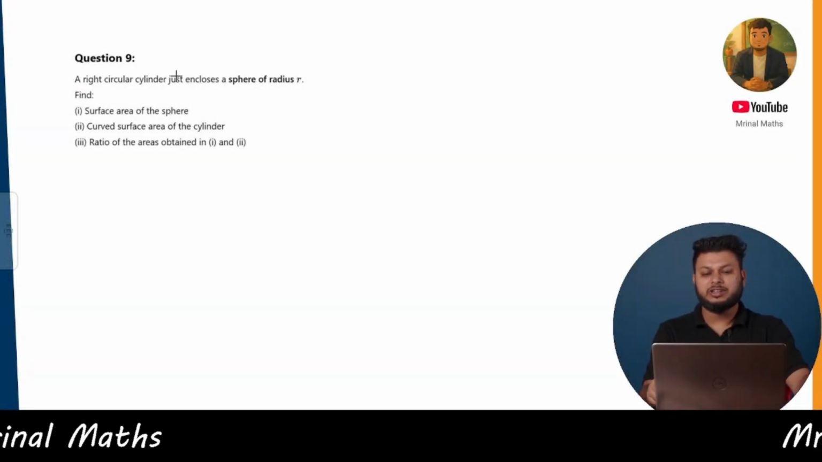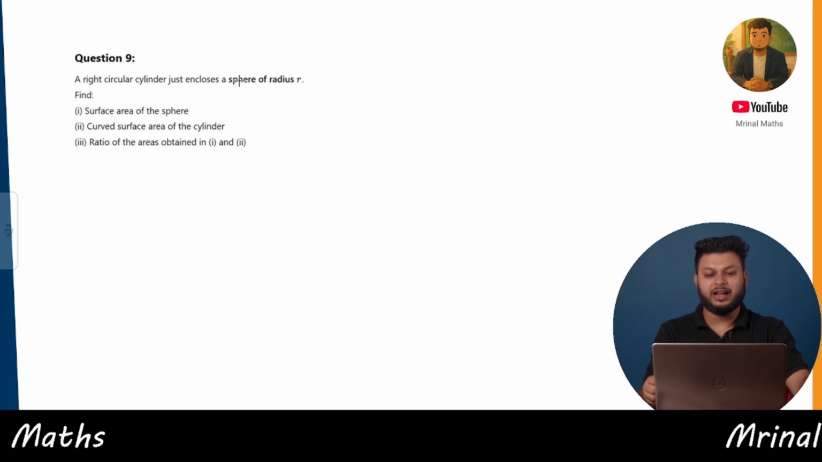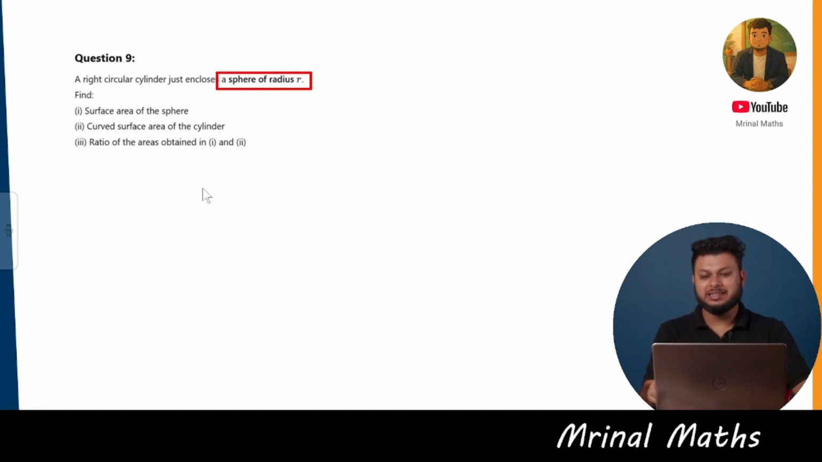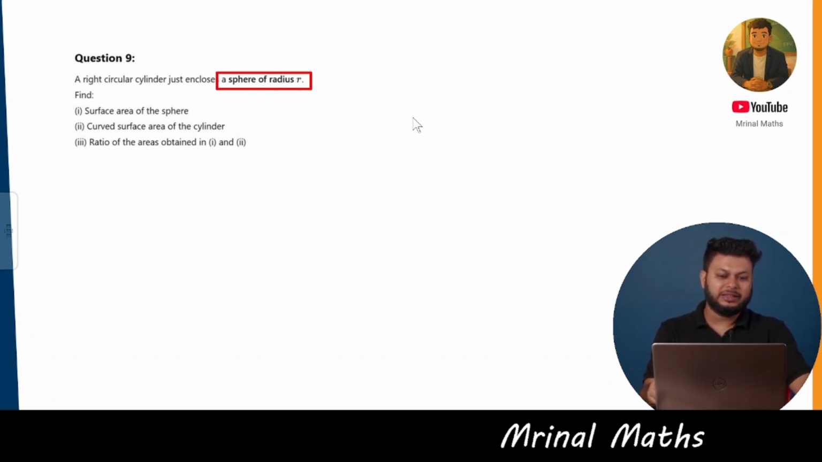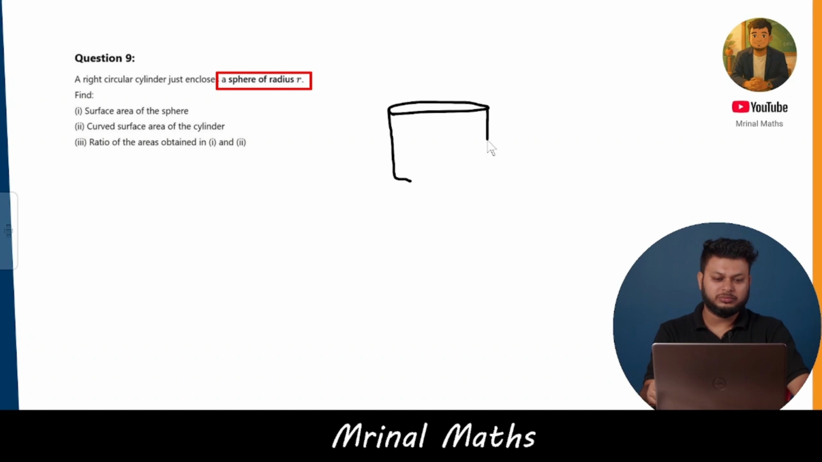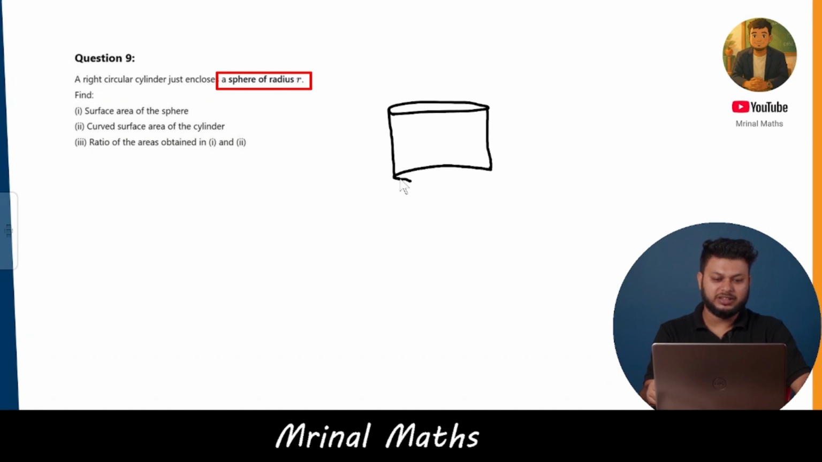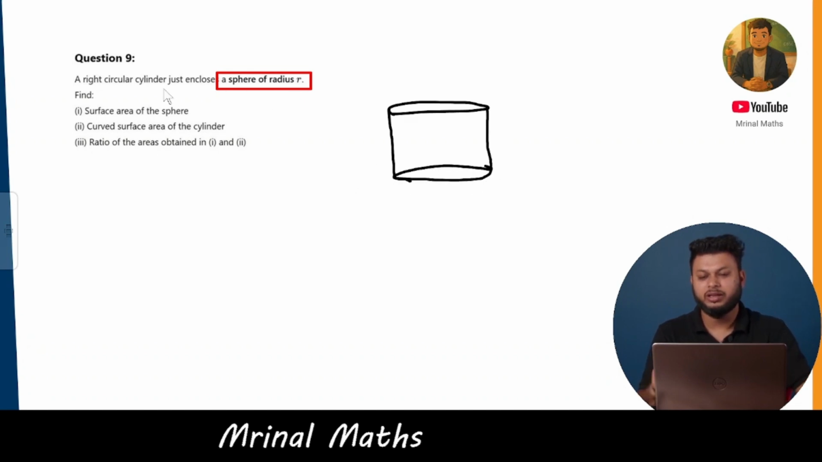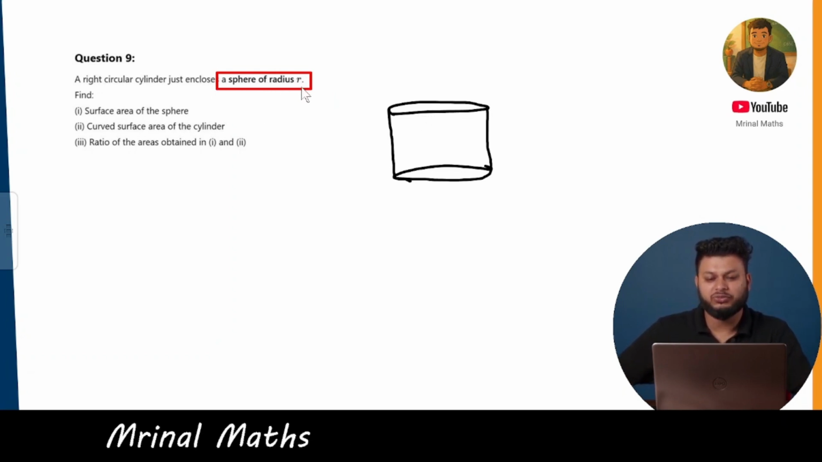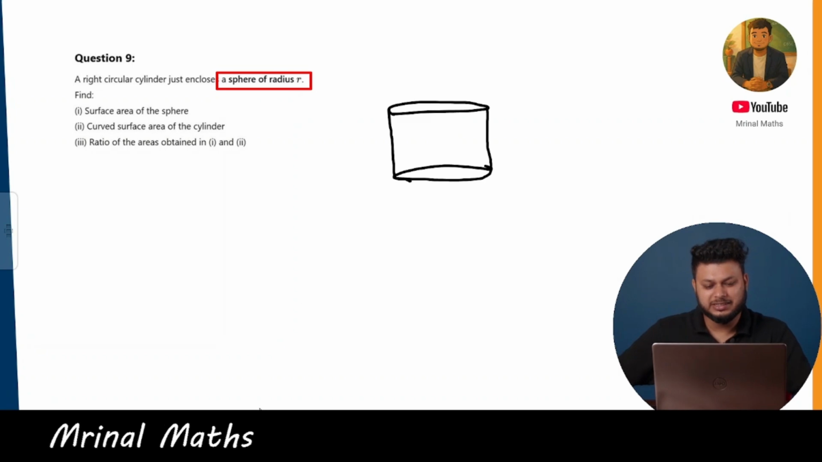A right circular cylinder just encloses a sphere of radius r. So, they said a given right circular cylinder, this is how a right circular cylinder looks like. A right circular cylinder encloses a sphere of radius r. So, inside this a sphere is present.